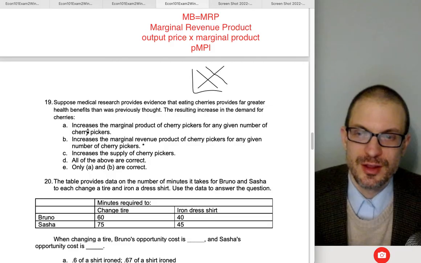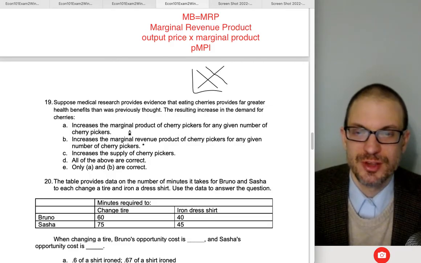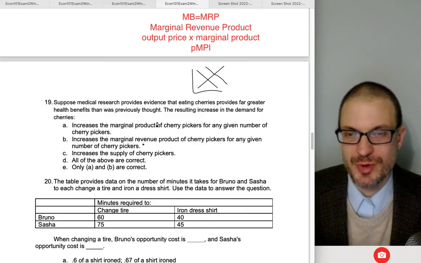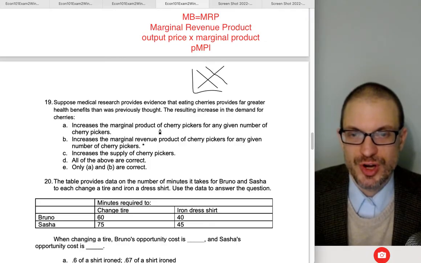It's not A, increases the marginal product of cherry pickers, because the marginal product of cherry pickers is going to be how many additional cherries are we able to get when we employ one more cherry picker.